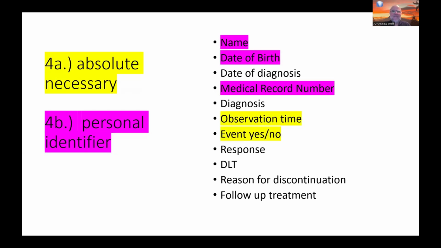Here's the answer. The absolute necessary columns to draw a Kaplan Meier curve are the observation time, which needs to be a numeric field. And with it, there needs to be the second column that is a binary field and says if by the end of the observation time there was an event, yes or no. The personal identifiers are always anything that can identify a person. In this list, obviously the name, the date of birth, and the medical record number is also considered a personal identifier because the hospital could use that and identify the person.